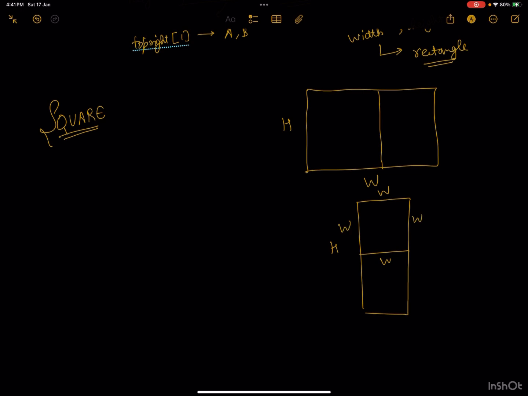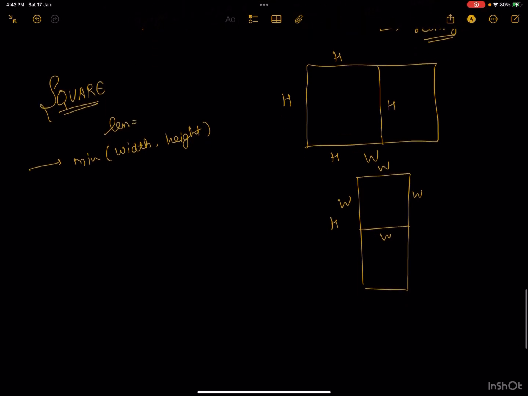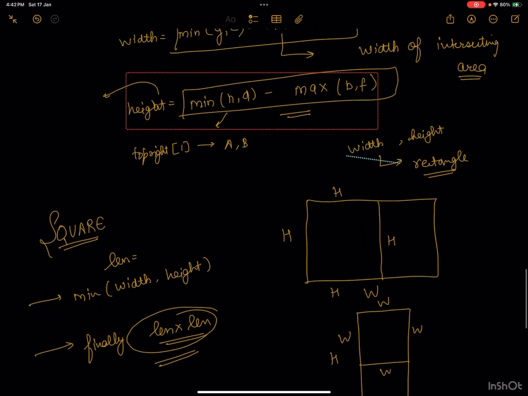To find a square inside a rectangle, we are going to take the minimum of width and height. Let's store it in a variable called length, and then finally the area of the square, len into len, is compared and stored, and finally we are able to track the maximum area that is formed by the intersection of any two rectangles that we have.